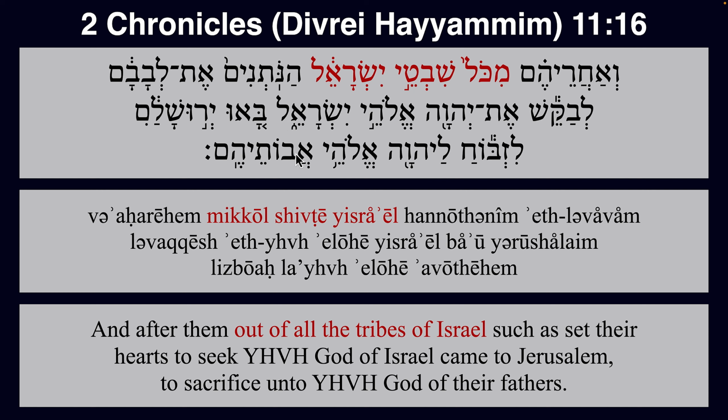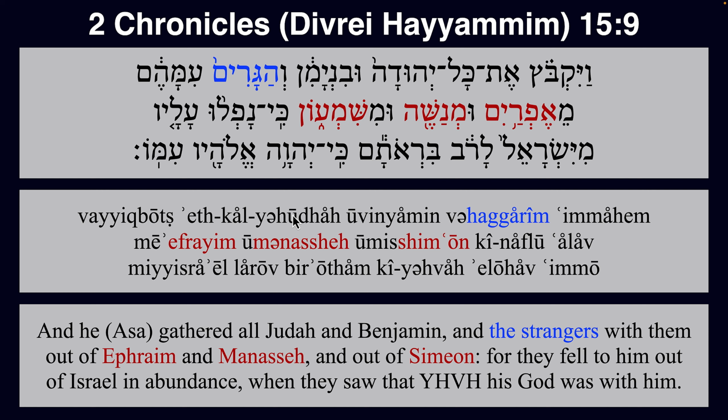So a lot of people out of all the tribes of Israel, mikol shivtei Yisrael, set their hearts to seek Hashem, and therefore they came to Jerusalem to sacrifice to the Lord, lizvoach l'Adonai, Elohei avotehem, the God of their fathers. So they came to Jerusalem being faithful to Hashem. Not all the tribes, but people out of all the tribes. Means some people out of every tribe. That's the meaning.